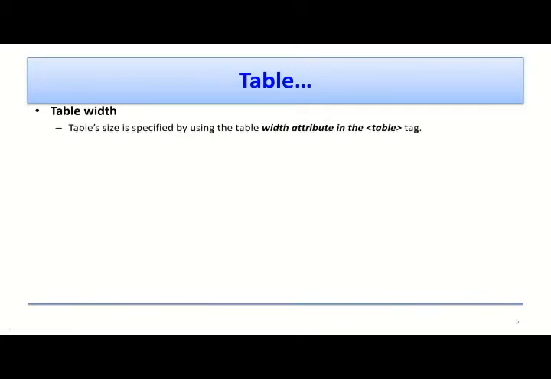In tables, there are some additional attributes, right? One is table width. We can control the table size by using width, and there is another attribute called height. By using width and height, we can control the size of the table. That width and height can be defined as a percentage of the web page, or by using pixels.